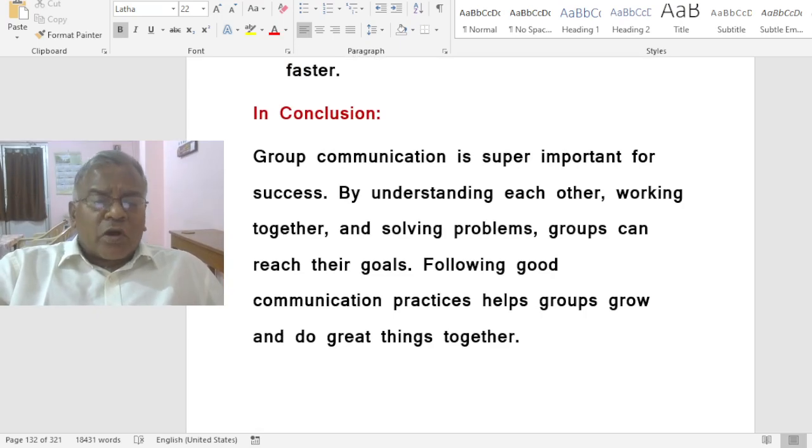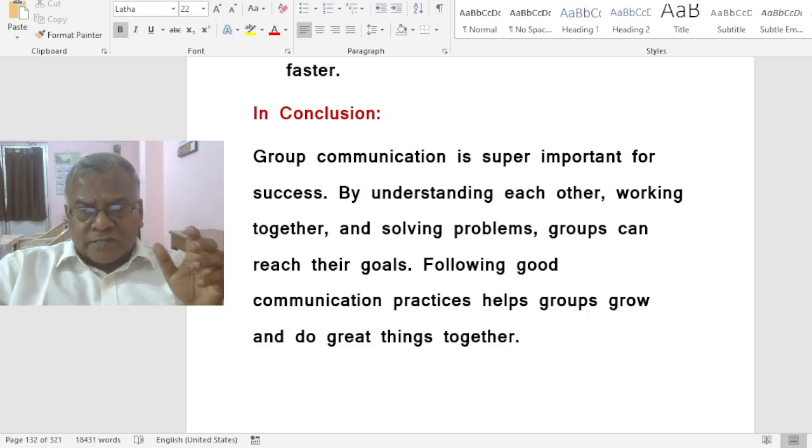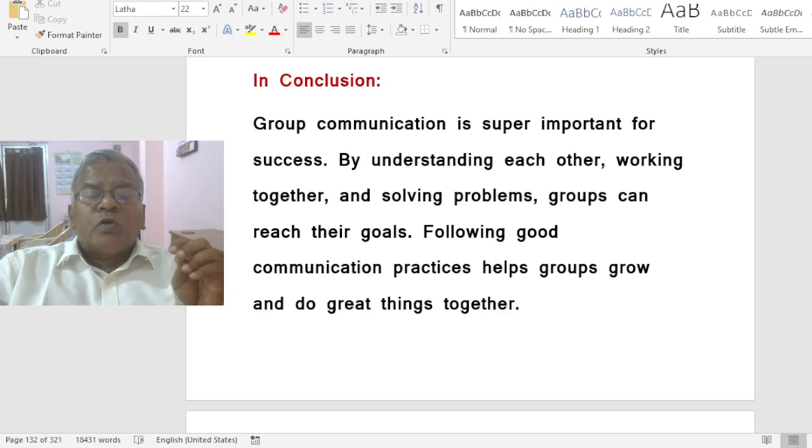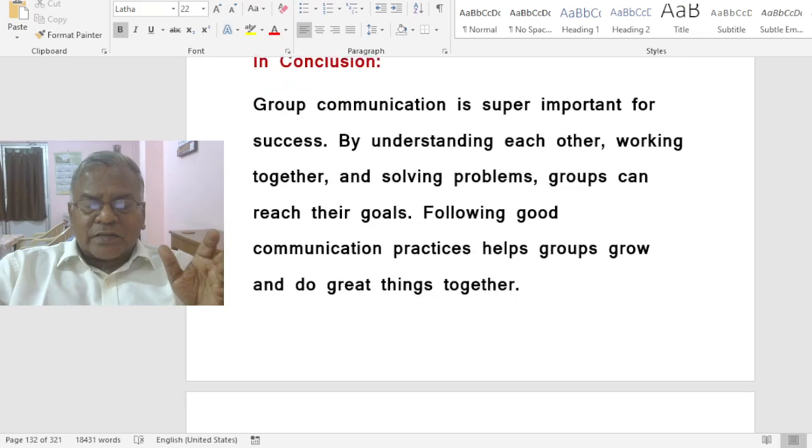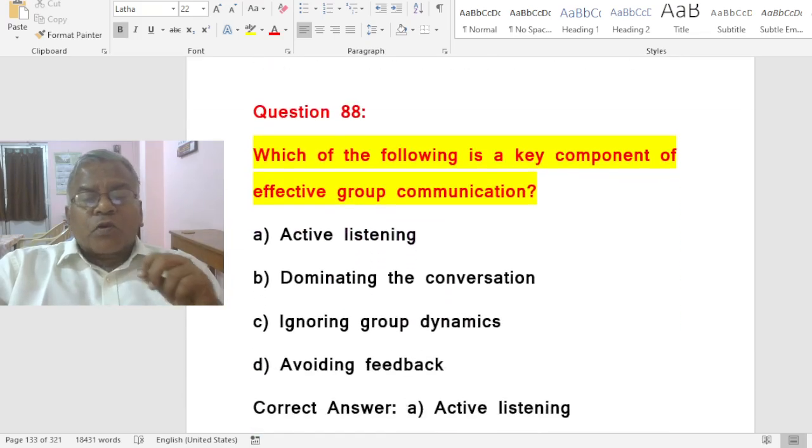As a concluding remark, we can say this: group communication is super important for success. By understanding each other, working together, and solving problems, groups can reach their goals. Following good communication practices helps groups grow and do great things together. Some of the questions we can discuss.